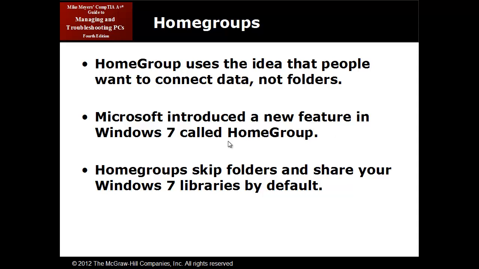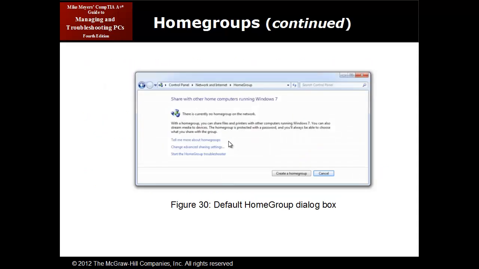When you're working with home groups, here's a screen for it. The default home group dialog box. There is currently no home group on the network. Well, let's create one. And it takes you through the process of creating one. You can only really have one home group on a network at a time. So once you create a home group, the next computer, when it comes into the home group section, says there's a home group, you need to join it. If you want to do anything with home groups, you need to join that home group. When you create a home group, it's pretty simple.